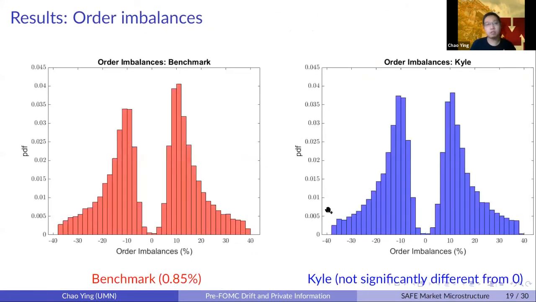Next, I also plot the distributions of the order imbalances for the benchmark and for the Kyle model. In the benchmark, on average, the order imbalance is significantly positive, which comes from the positive pre-announcement drift, and it is consistent with the data. However, if you take the Kyle model, the average order imbalance is not significantly different from 0. Therefore, to account for the positive order imbalance before announcement, we also need the risk-compensated market makers.